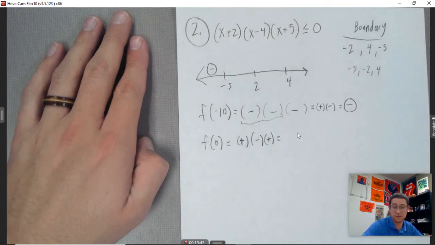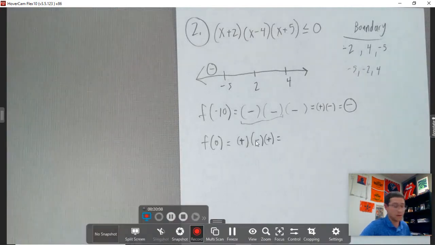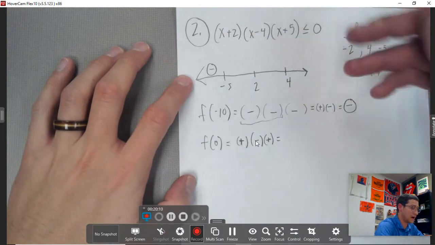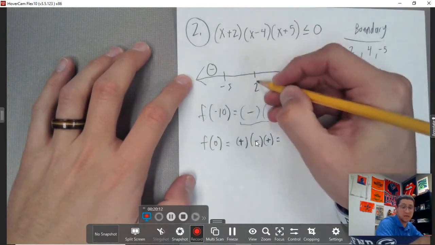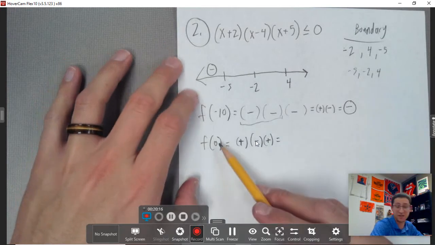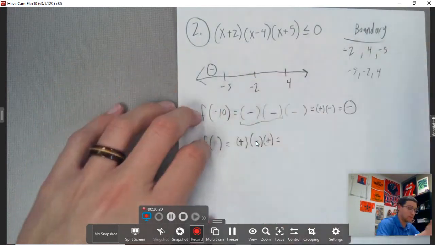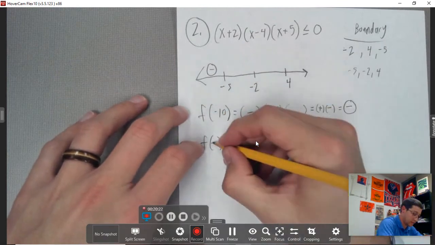I'm going to pause it just for a sec. Yep, I found my mistake. So I accidentally made this a positive. Needed to make that negative. Okay, so I can't use 0 here. All right, I can't use 0 here. I'm going to have to use something within that interval. So I'm going to use negative 3.